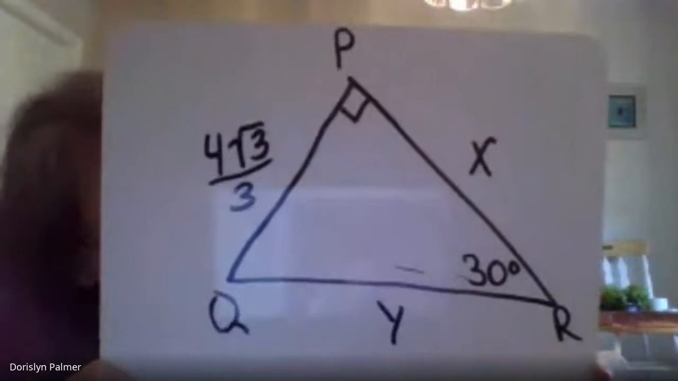Okay, Grace, so what's Y? Yeah. So it's 8 root 3. And still over 3. 8 root 3 over 3. Okay, so that's our hypotenuse. Okay, we multiplied it by 2, got 8 root 3 over 3.